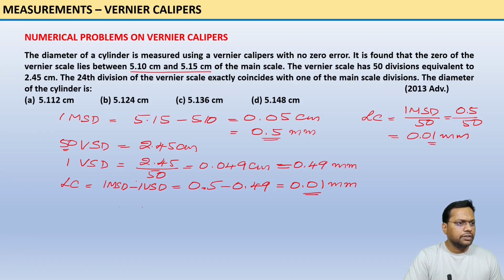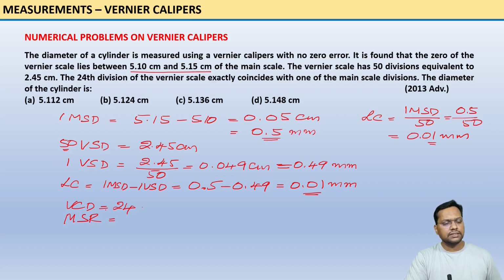So the next line, the 24th division on the Vernier scale exactly coincides with one of the main scale divisions. That is, the Vernier coinciding division VCD is equal to 24. The diameter of the cylinder is. So what is the MSR here? The MSR is given in the second line itself, that is the zero of the Vernier scale lies between 5.10 and 5.15 centimeters. That means the main scale reading MSR is equal to the reading just before the zero line of the Vernier scale, that is 5.10 centimeter.